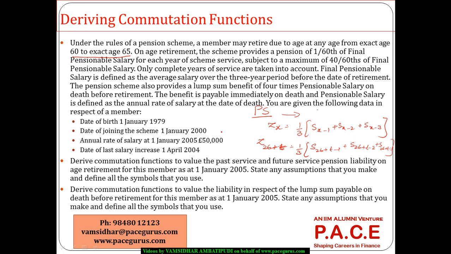Now, a person whose current age is 26 may die anywhere between 26+t and 26+t+1 for different values of t. Or he may retire, sorry, he may retire anywhere between 26+t and 26+t+1. So this t could be anywhere between 34 to 38. Because if it is at 34, then he is retiring at 60. If t is 35, it is 61.